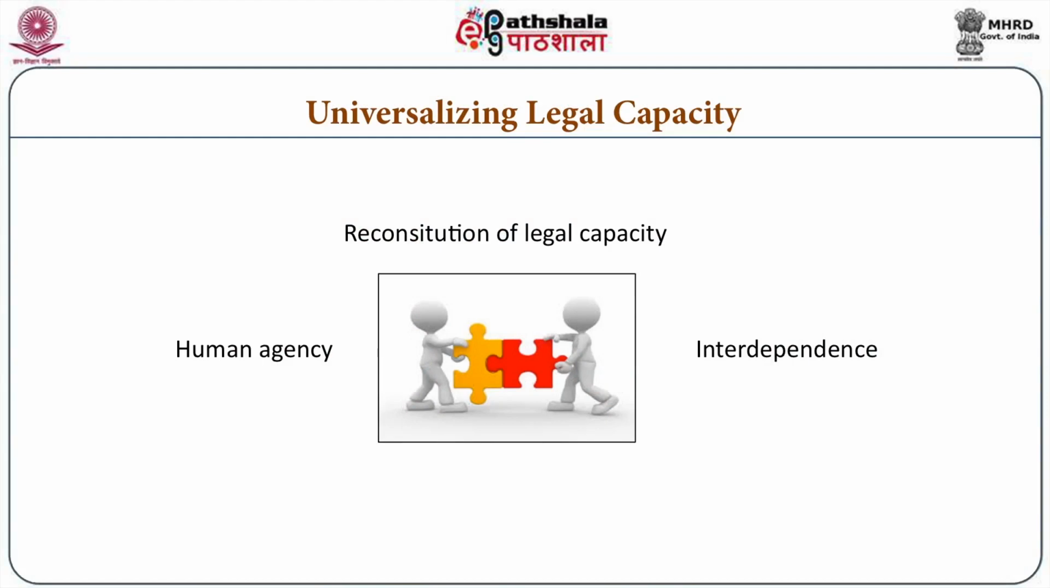Legal capacity has been reconstructed through the disability perspective by combining human agency and interdependence. Now, a non-disabled person can only exercise his agency due to interdependence. I, as a non-disabled person, rely on a social, an economic, and a political network in order to exercise my agency. These are all interdependencies. I require support of my family, various other kinds of support.